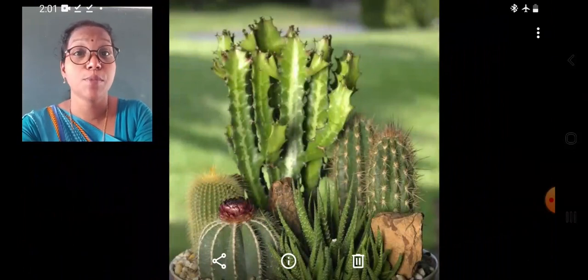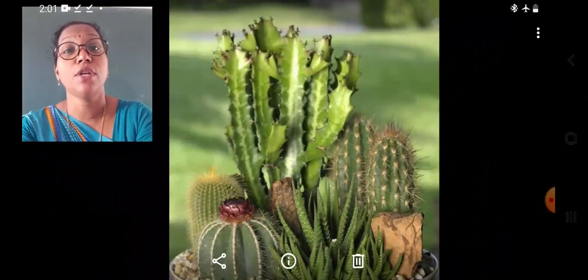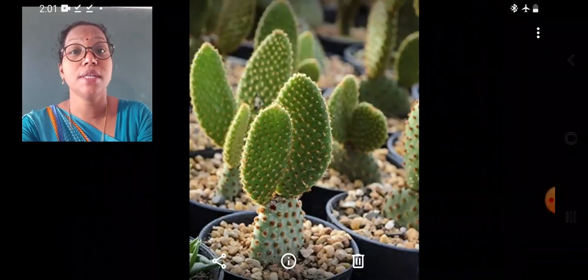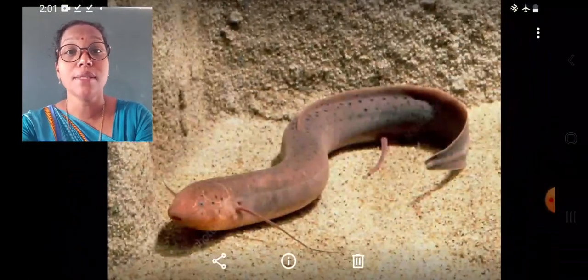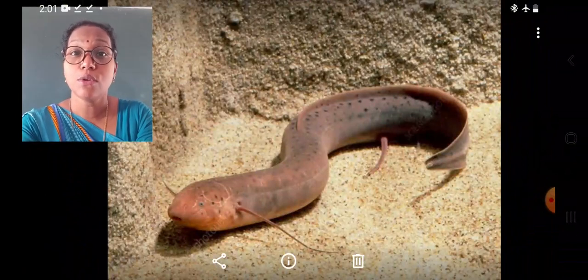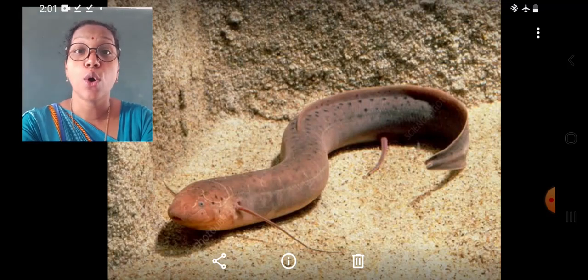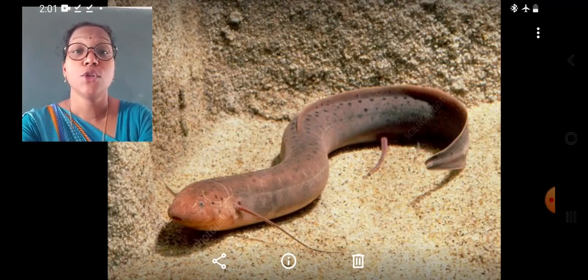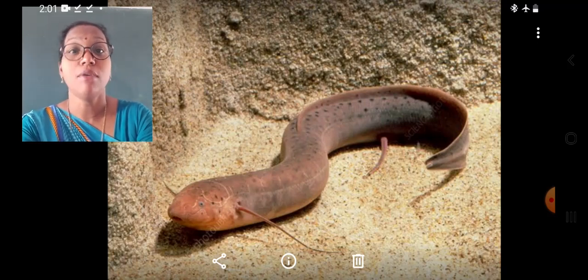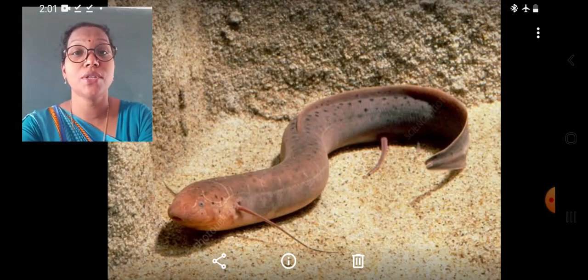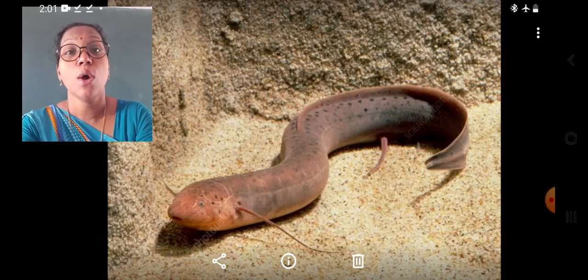There are various species of cacti found in the desert regions. Many of the cacti are used as ornamental plants nowadays. Now students, to escape from the severe hot climates, the animals show some adaptations. One important such adaptation is the aestivation or the summer sleep.